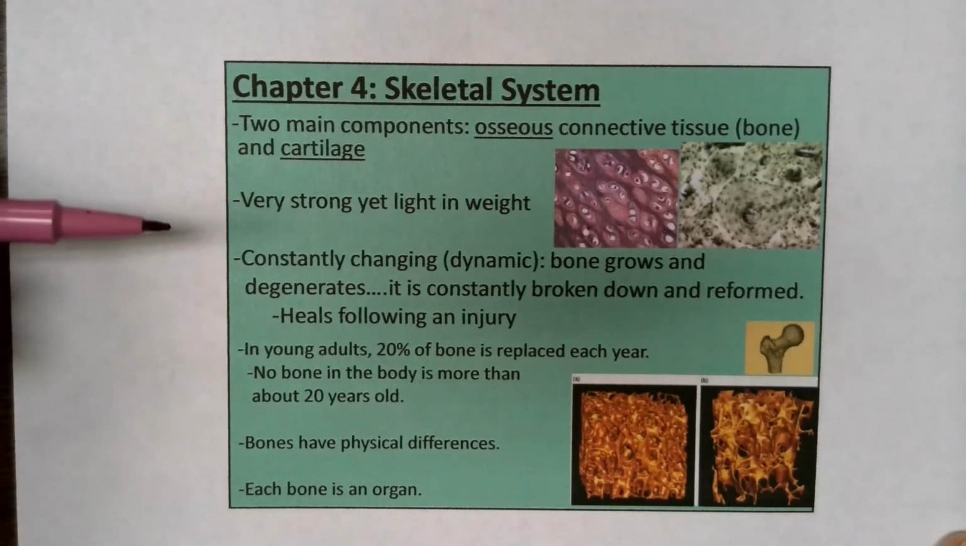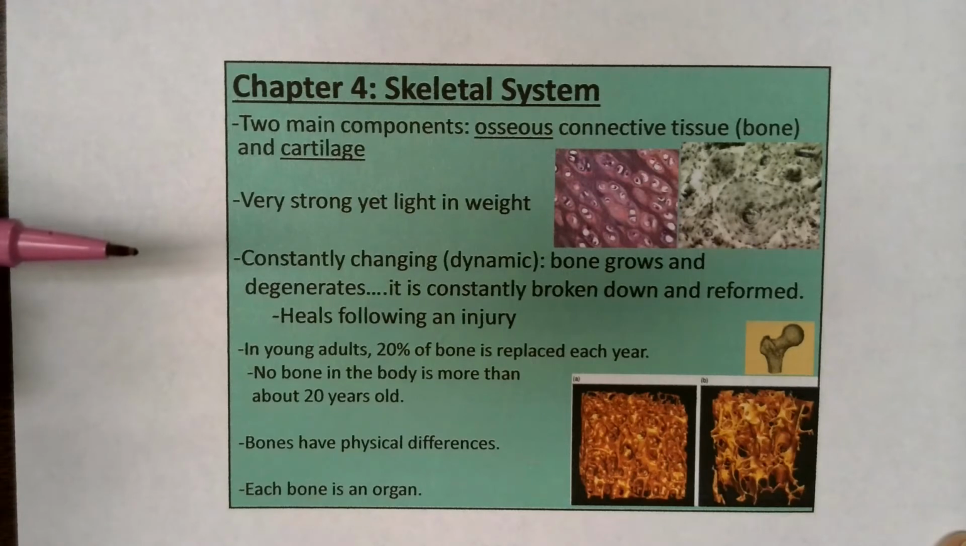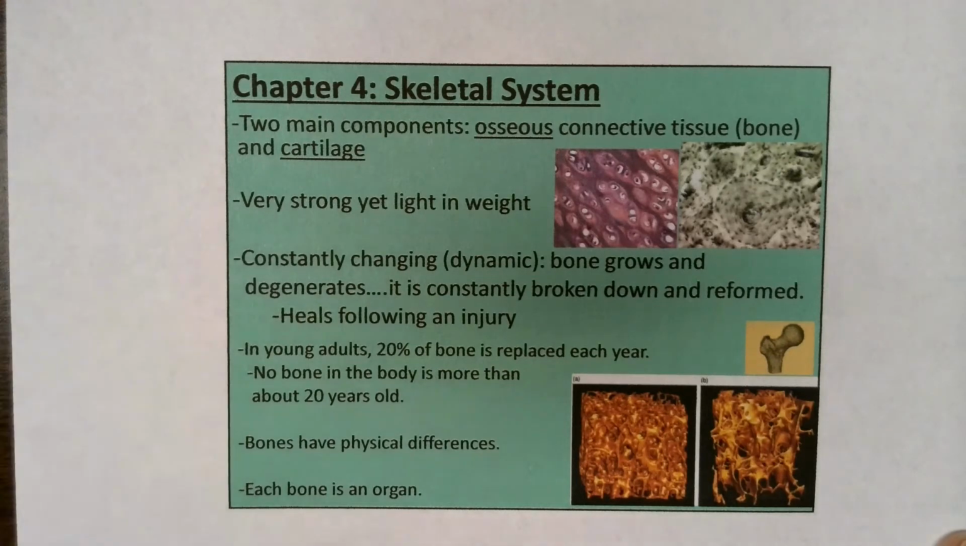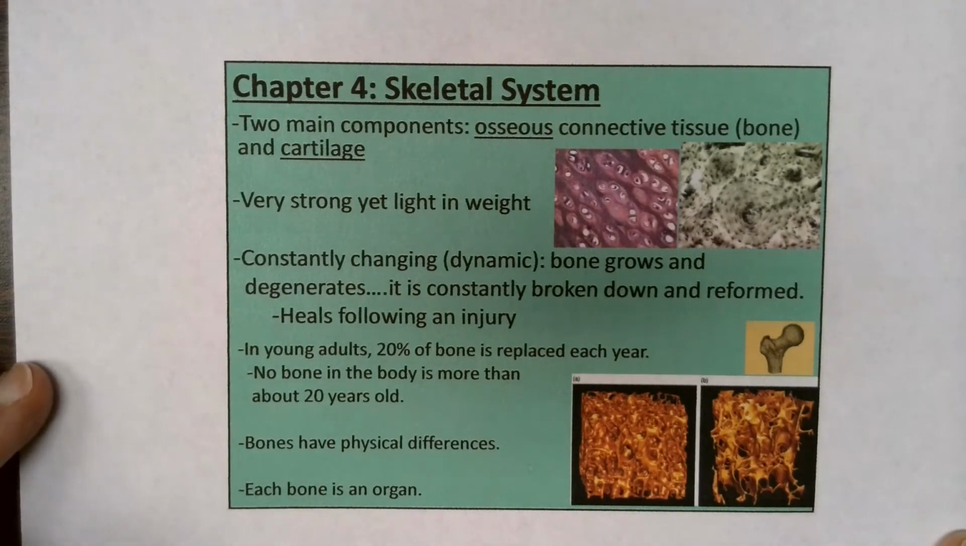Bones in general are really strong but light in weight, which is why it's pretty easy for us to move around on a daily basis. Bone is a dynamic tissue, and if you don't know the vocabulary word dynamic, it's a great vocabulary word to know. The ACT uses it heavily. It just means changing, and it's a good everyday vocabulary word. So that being said, bone grows and degenerates. It's constantly broken down and reformed. It heals following injury. In general, we say that no bone is more than about 20 years old.